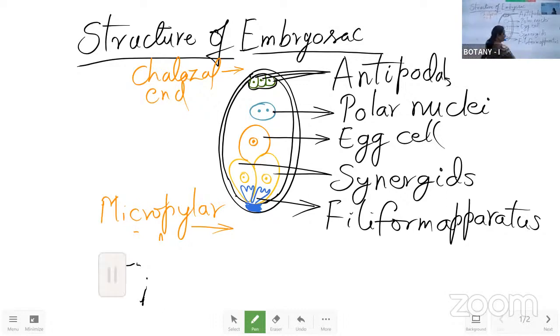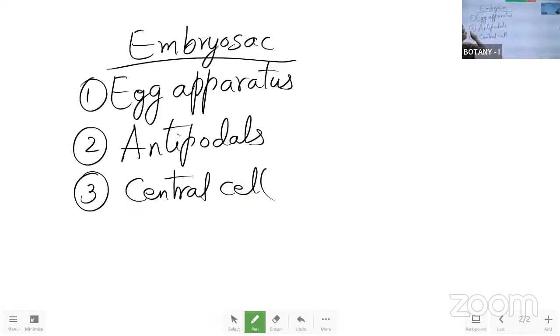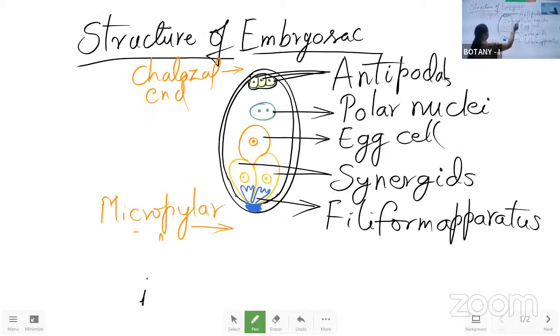Now comes the second part in the embryo sac. That is the antipodals. What are the antipodals? Antipodals are the three cells that are present at the chalazal end. So here also we have to say the same thing. Antipodals are present at the chalazal end. They are three in number, arranged adjacent to one another. Okay, adjacent to one another in a straight line, in a horizontal line. All the three cells are placed like this. So the three cells are present attached to one another, adjacent to one another.